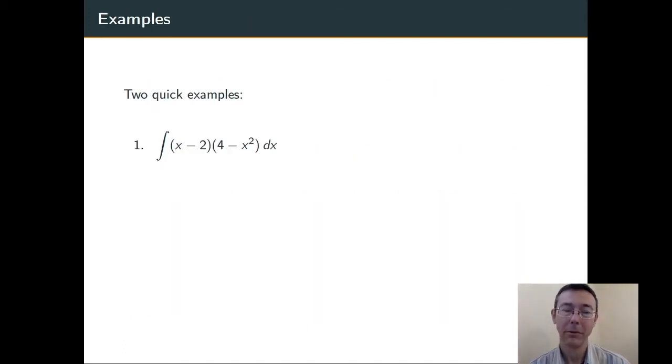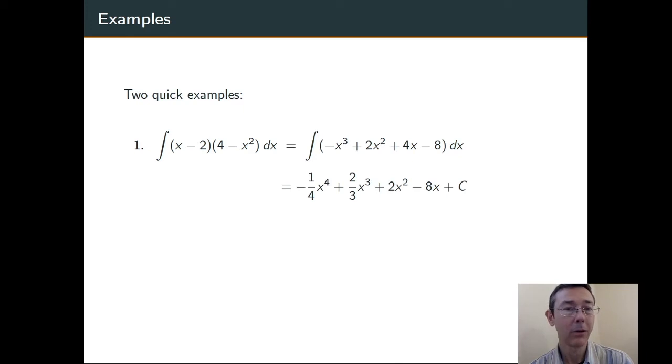Let's do a couple of examples. First of all, integral x minus 2 times 4 minus x squared dx. So when we're doing an indefinite integral, we're asking for the most general antiderivative. So how are we going to get the most general antiderivative of this function? FOIL things out, and then for each term in that polynomial, raise up the power, multiply by the reciprocal of that power. Overall, negative 1/4 x to the fourth plus 2/3 x to the third plus 2x squared minus 8x plus C.